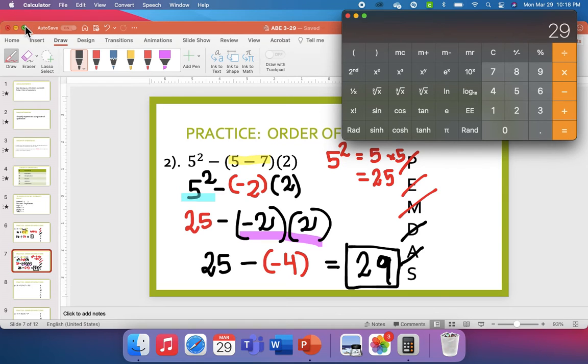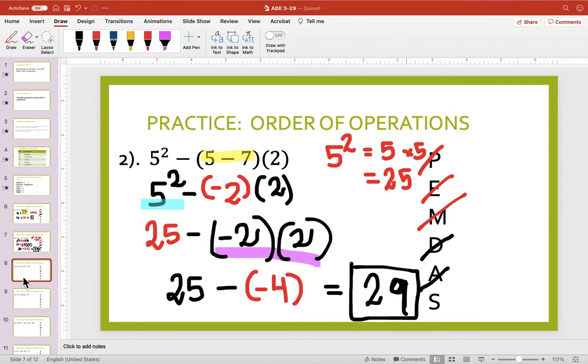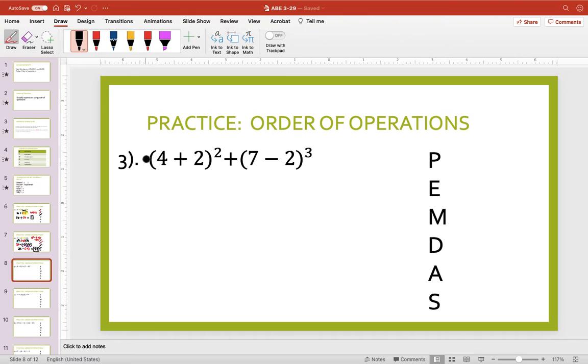Okay. All right. About 6 more problems to do. Again, we're just practicing with order of operations. In this case, I have an expression: 4 plus 2 to the second power plus 7 minus 2 to the third power. We're simplifying an algebraic expression. And again, to simplify this, we have to follow order of operations.